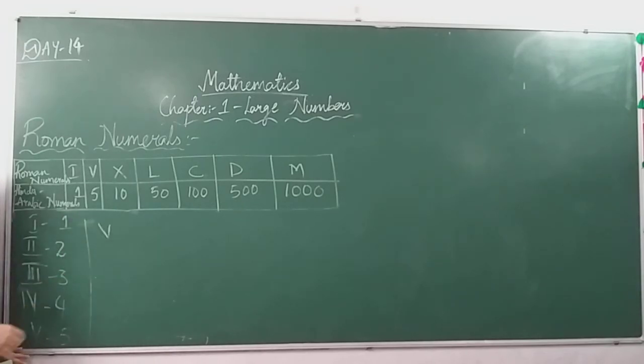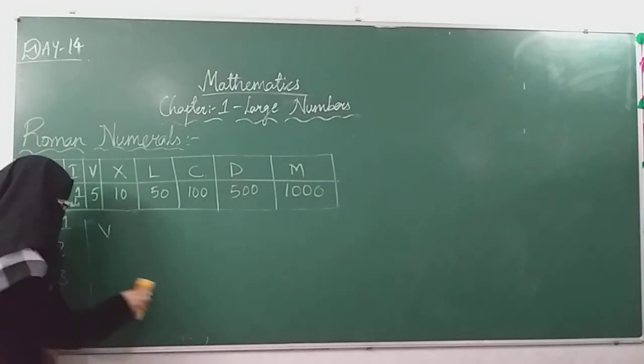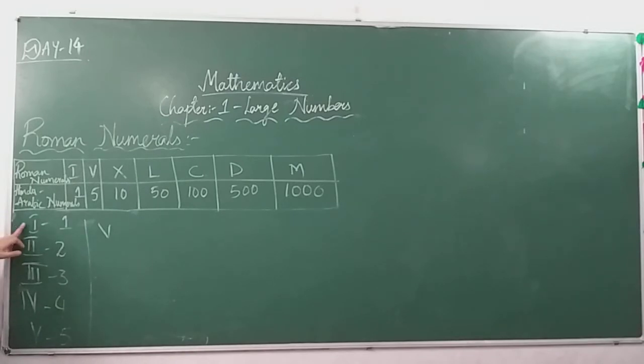I'm writing 5 because we are not having 6. We can't write 1, 2, 3, 4, 5, 6. This is wrong. Okay, we can't write like this. We should not repeat I more than 3 times. So I'm using 5 only to write 6.